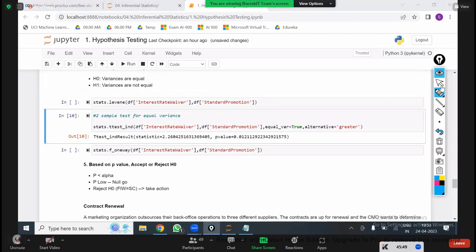Okay. Now, here, one sample t test: if you're going with one sample, go with the one sample t test. If you're going with more than one sample, go with ANOVA.